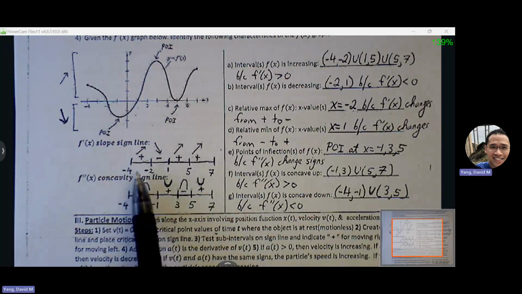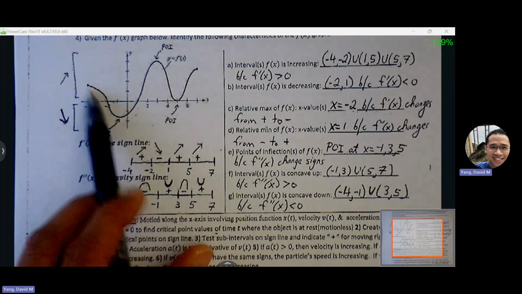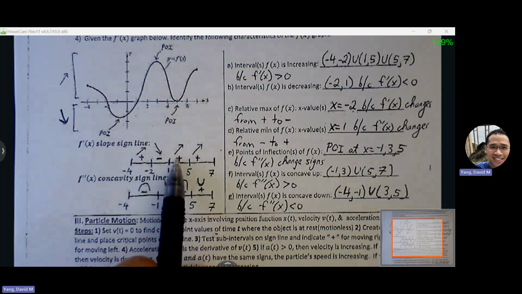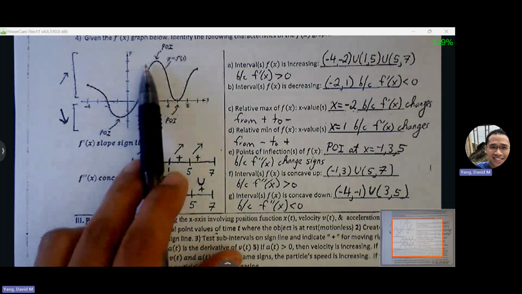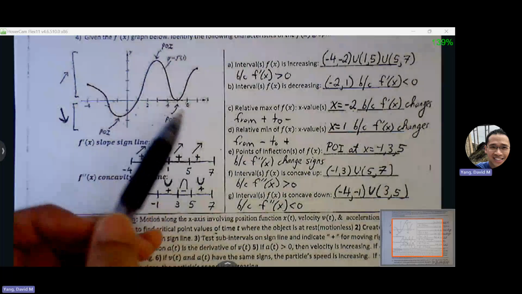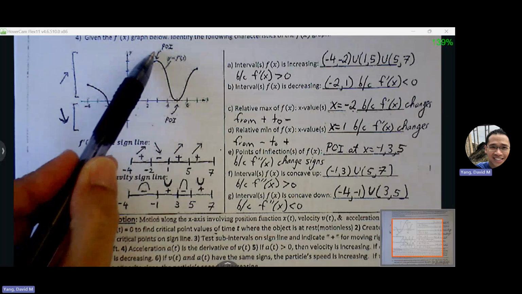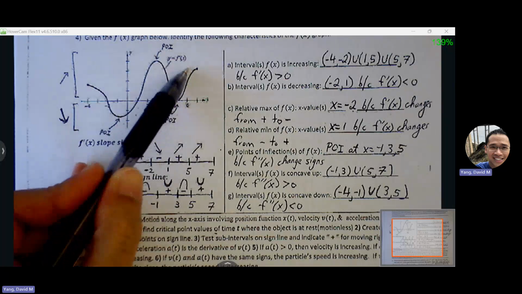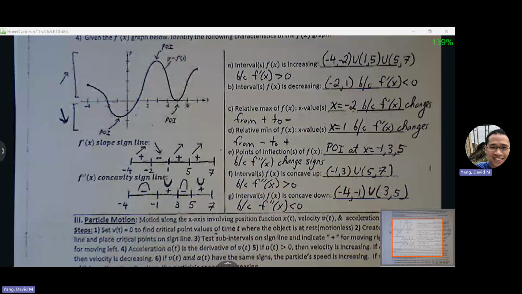So my critical points are -2, 1, and 5, because those are my x-intercepts. Above is positive slope, below is negative slope. And then for my concavity sign line, I'm just pulling them off of my relative max and relative mins. Those are my points of inflection. And then I look at my slope. Negative slope translates to concave down. Positive slope is concave up: concave down, concave up. Once you have all this in front of you, you can just read everything off of your sign line.